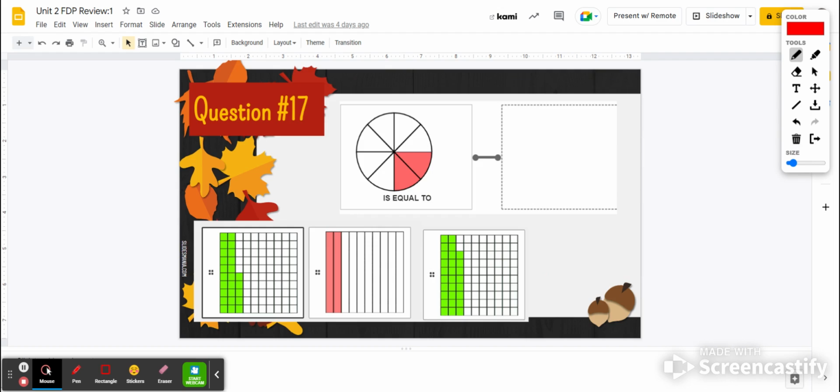Question 17, what is equal to that? 1, 2, 2 shaded out of 1, 2, 3, 4, 5, 6, 7, 8. If I simplify, that equals 1/4. So I'm going to look down here and I see 10, 20, 1, 2, 3, 4, 5. 25 out of 100. Divide both by 4. Because I know there's 4 quarters in a dollar. And I know 1 quarter equals 25. So now I have 1/4. So there's our answer.